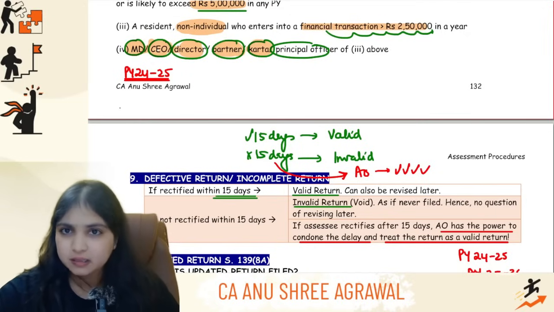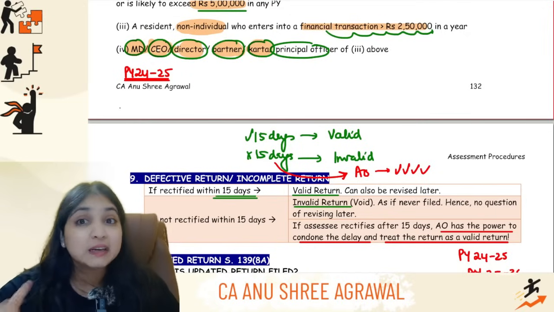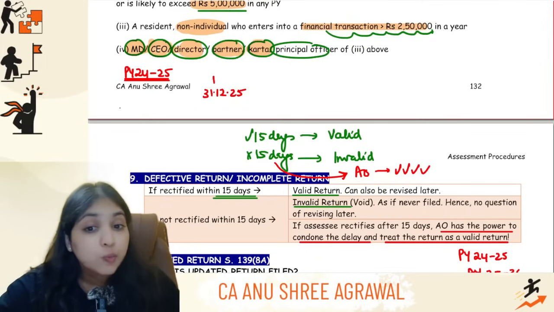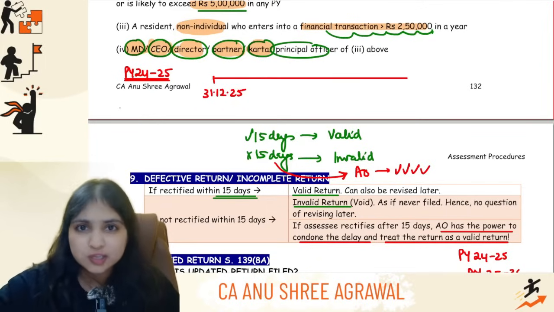You did not file the return within the due date. The belated return time limit will be 31st December 2025. Even till then you did not file the return. You want to file the return after this. So your only option is the updated return.